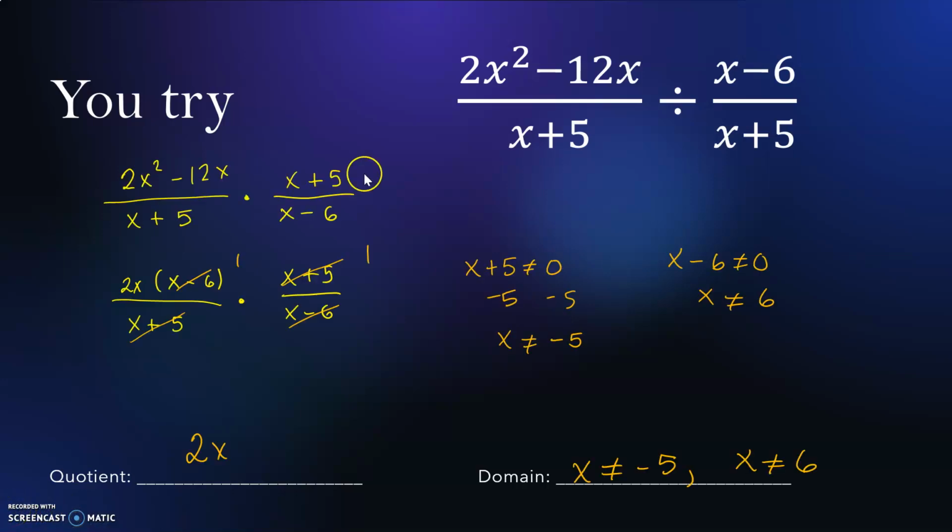You started with copy dot flop, and then factoring to get the 2x as a GCF in the numerator here. And then you were able to cancel the x minus 6, and you were able to cancel the x plus 5. Even though they're canceled, they still need to be part of your domain restriction because both of them are in the denominator. So you have to make sure you think about them as part of your domain.